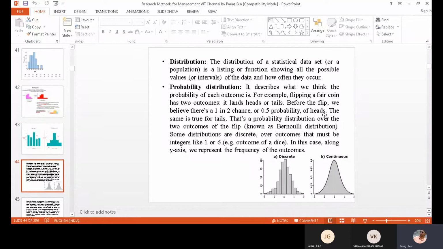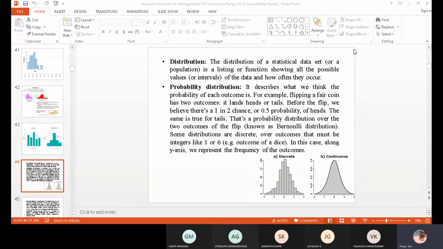The distribution of a statistical data set or a population is a listing or function showing all the possible values or intervals of the data and how often they occur. And a probability distribution describes what we think the probability of each outcome is. For example, flipping a fair coin has two outcomes. It lands heads or tails. Before the flip, we believe that there is a 1 in 2 chance, or 0.5 probability, of heads. The same is true for tails. That's a probability distribution over the two outcomes of the flip, which is actually known as the Bernoulli distribution.